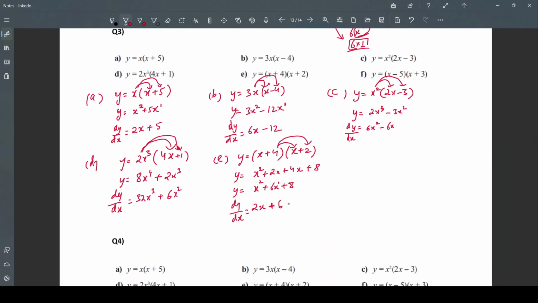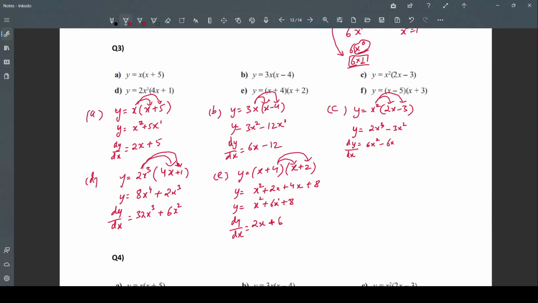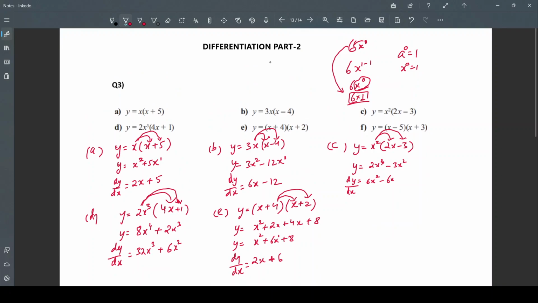So we got 6 here, plus differentiation of any constant will be 0. Last time also I discussed this. Differentiation of any constant value will be 0. So we will not differentiate it.